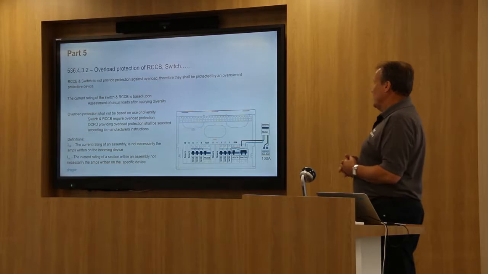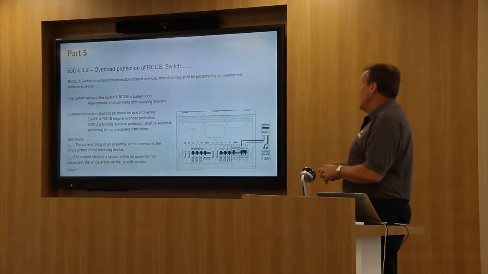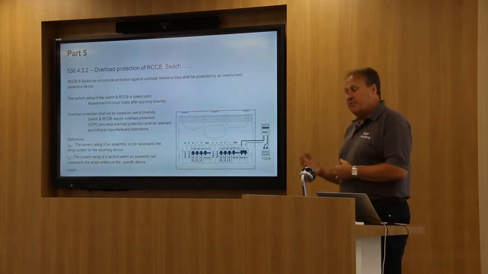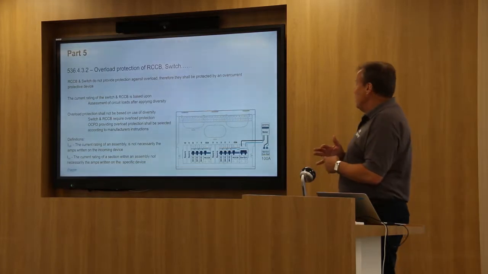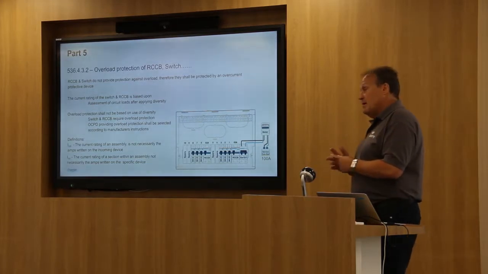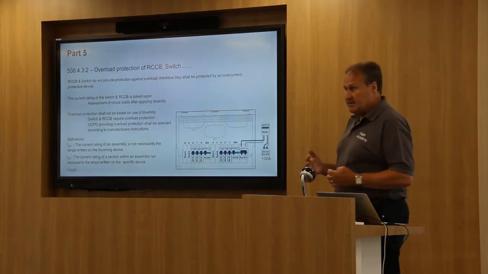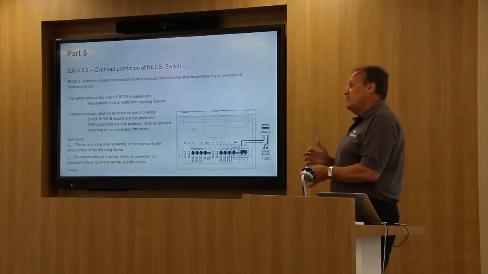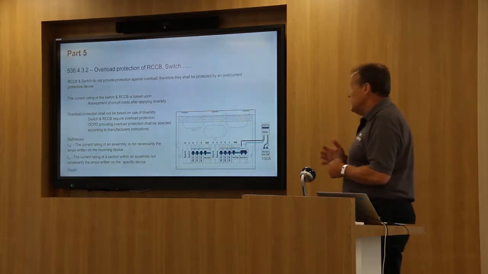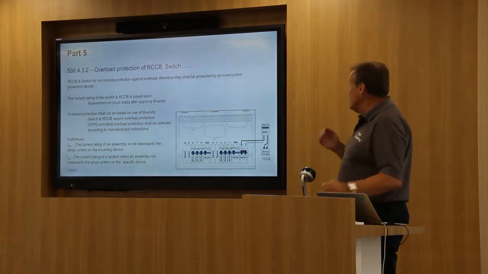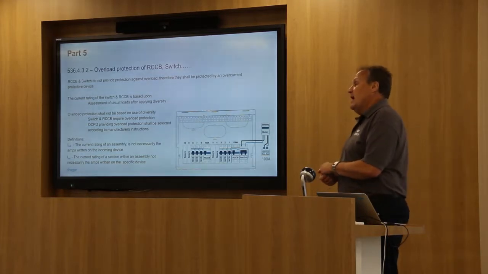So you can see there that while these 63 amp RCCBs might be okay for the load current of the application with diversity, being provided by a 100 amp supply means they are not overload protected. So what's the easiest way then of providing overload protection to those devices, to ensure that they inside the assembly are rated at 100 amps?